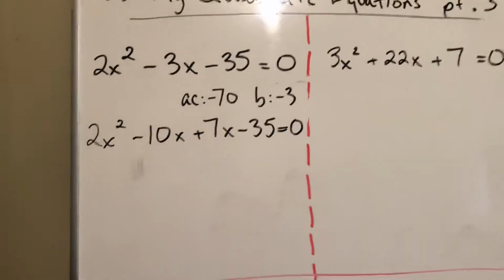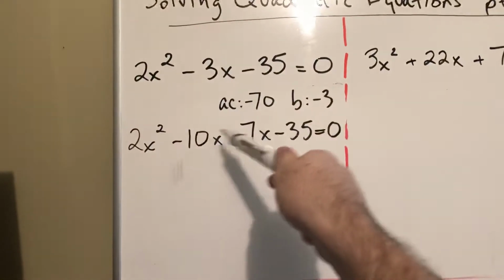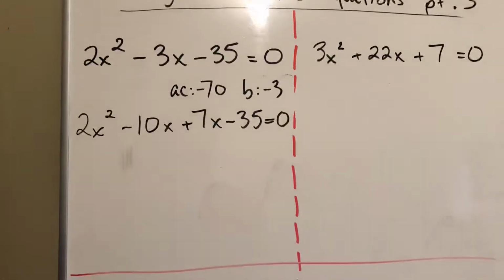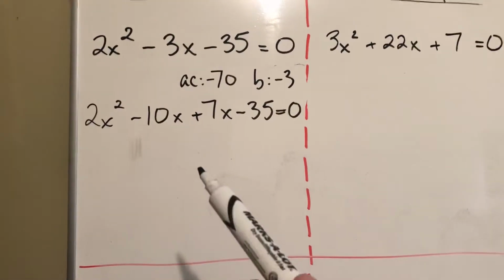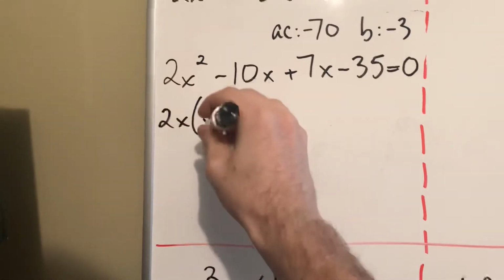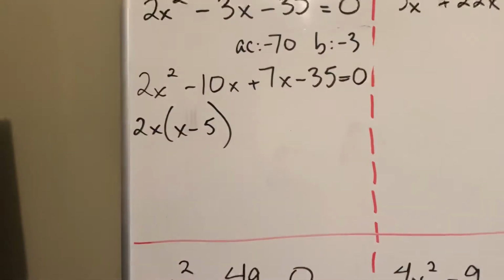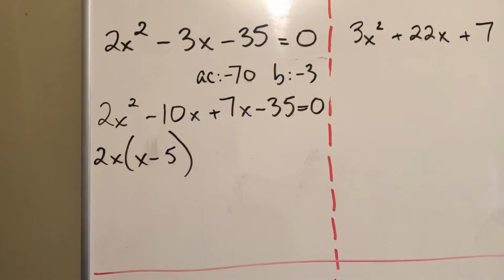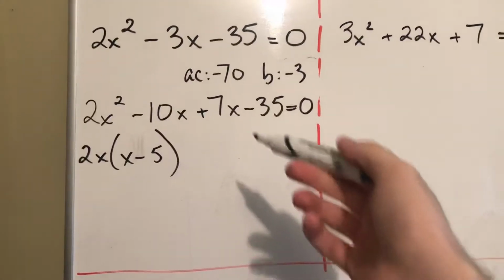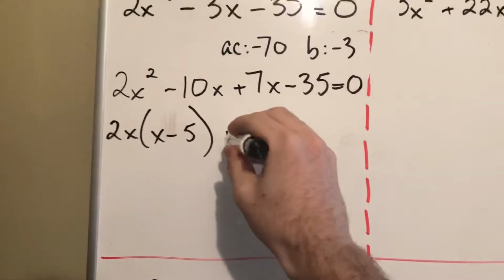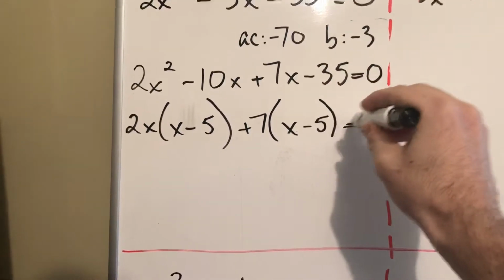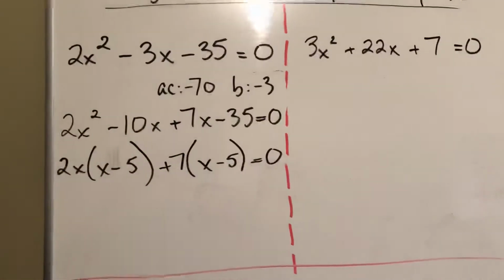Before we go on, remember, I'm just changing negative 3x into two terms that sum to negative 3x. Now we have to factor by grouping. 2x squared and negative 10x have a common factor of 2x. Factoring out 2x leaves me with x minus 5. Positive 7x and negative 35, I'm going to take out plus 7. As expected, we get an x minus 5 that matches there.